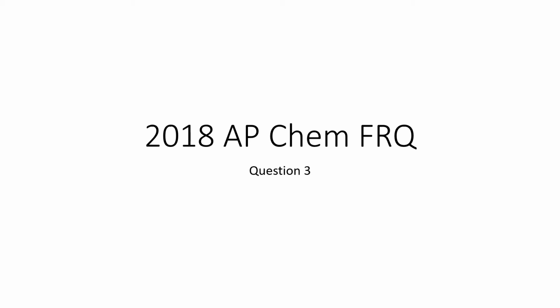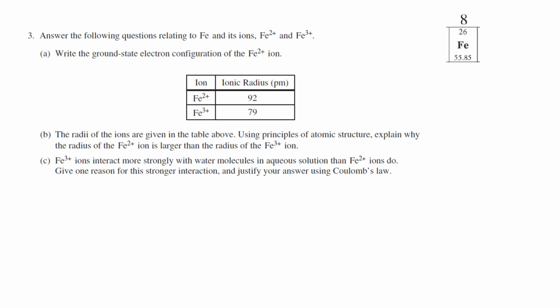In this video, we're going to tackle question number 3 of the 2018 AP Chemistry FRQ. We're going to solve A, B, and C on this slide. It's a comparison of two ions of iron, the 2+ and 3+ ions. They want us to write a ground state electron configuration for the ion. They also want to take a look at which ion would be larger using principles of atomic structure, and also talk about the interactions of the 3+ ion with water molecules, why those are greater than the 2+.